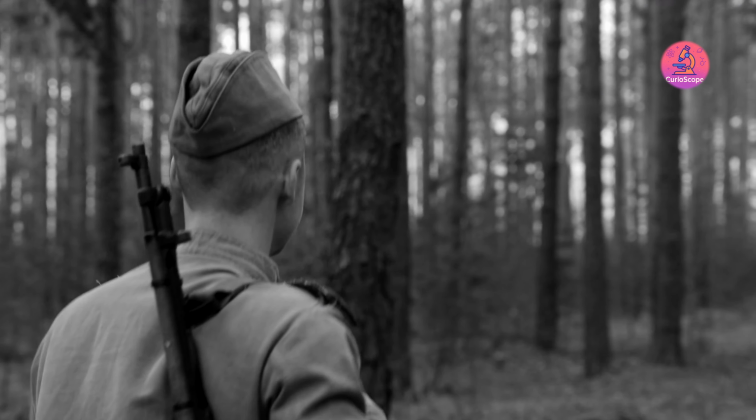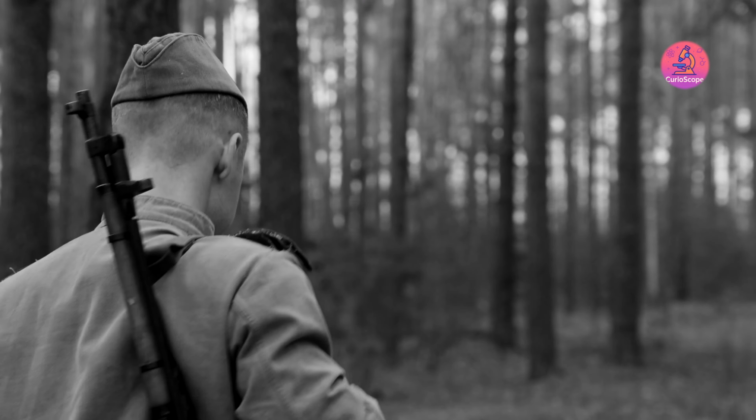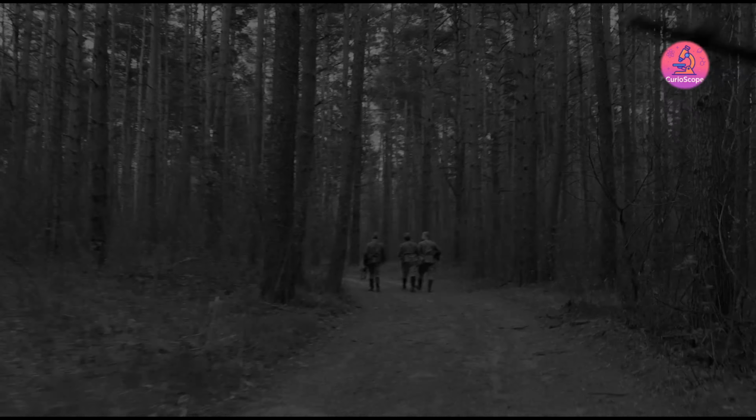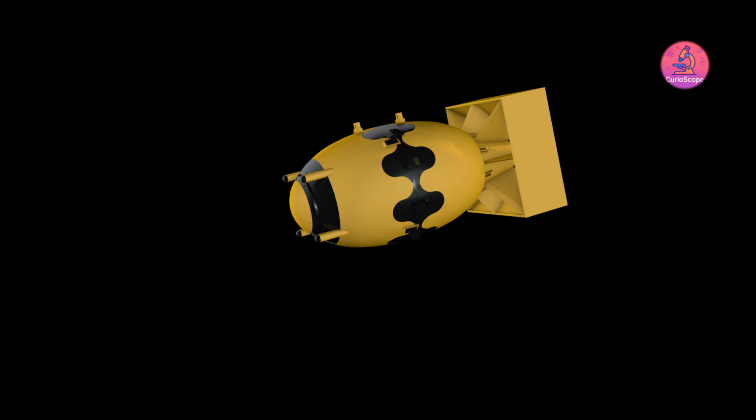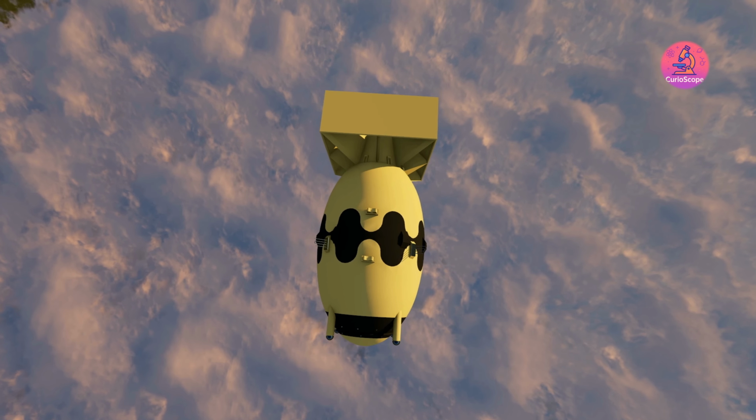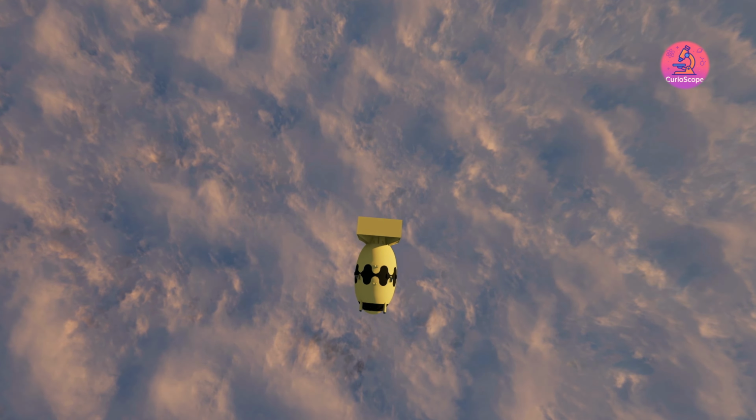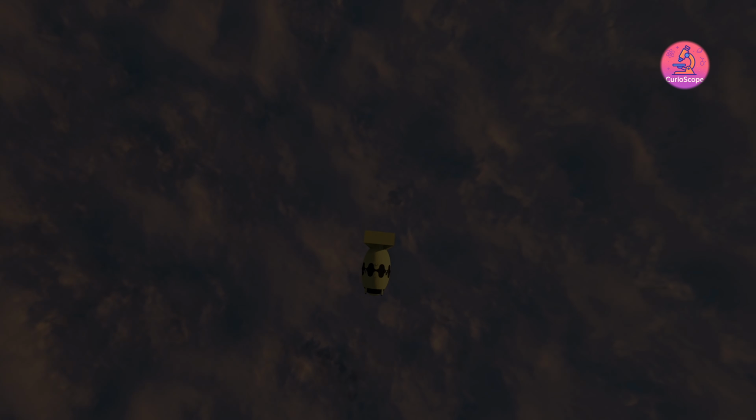Sadly, humanity first used this discovery for destruction. The Hiroshima explosion was exactly E equals mc² in action. A tiny amount of matter unleashed the energy of tens of thousands of tons of explosives.